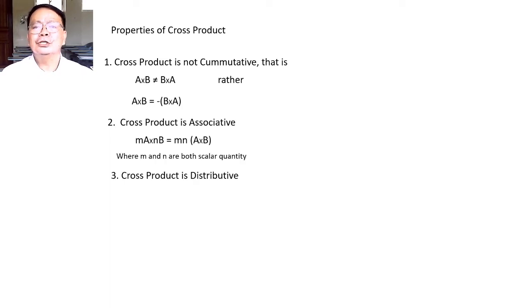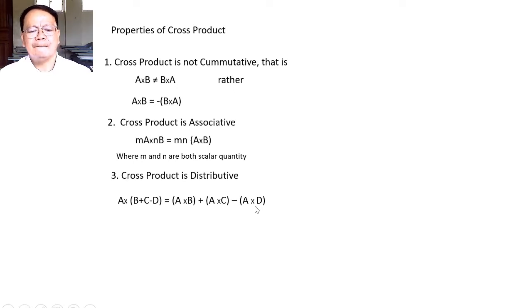The cross product is also distributive. Meaning, if we have A cross the quantity B plus C minus D, the vector A can be distributed to all the terms inside the parentheses, such that A cross the quantity B plus C minus D is equal to A cross B plus A cross C minus A cross D. And that is what we mean by the cross product being distributive.